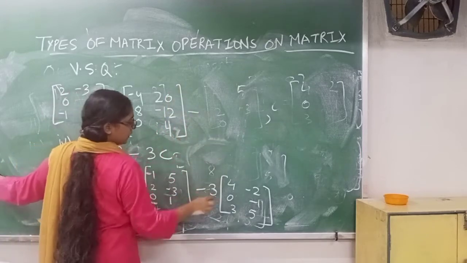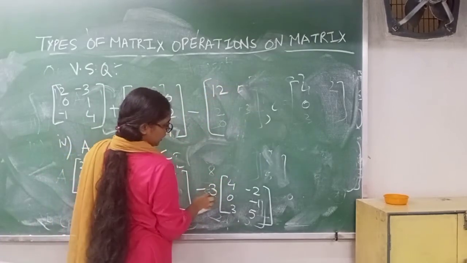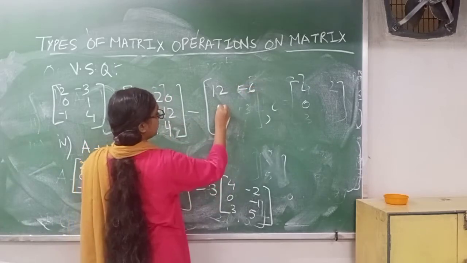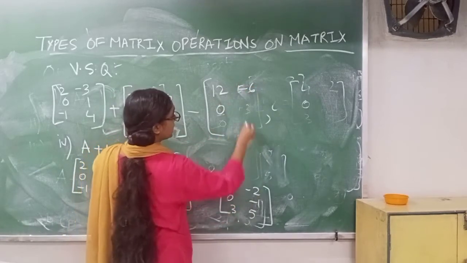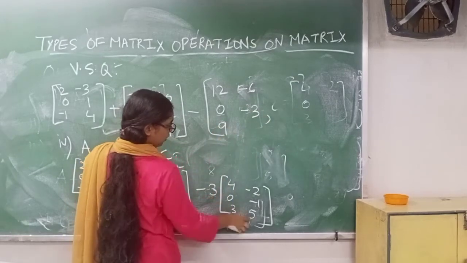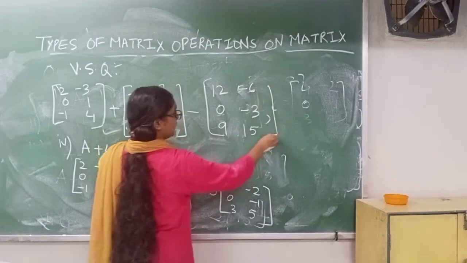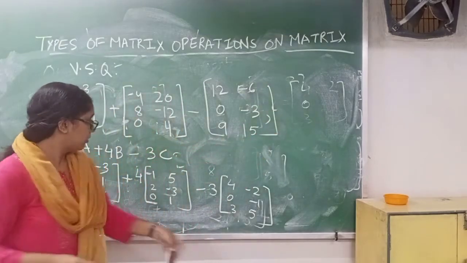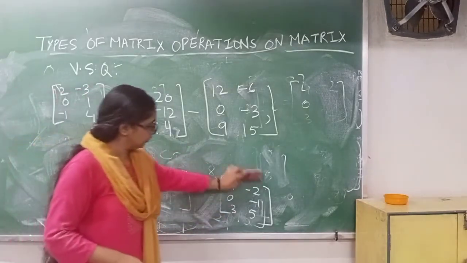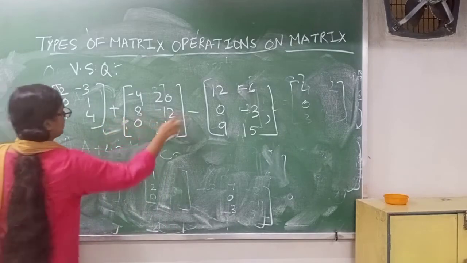Then minus 3 will multiply: 3 fours are 12, 3 into minus 2 is minus 6, 3 into 0 is 0, 3 into minus 3 is minus 9, 3 into 3 is 9, 3 into 5 is 15. Okay? After that, addition and subtraction.